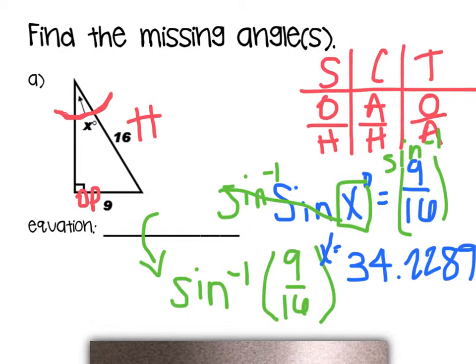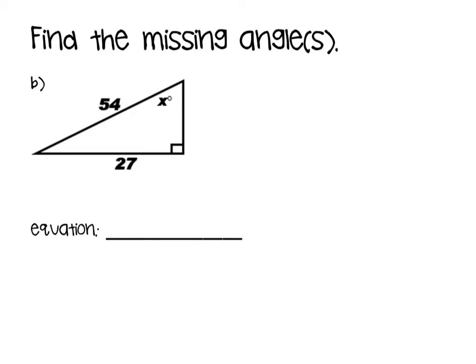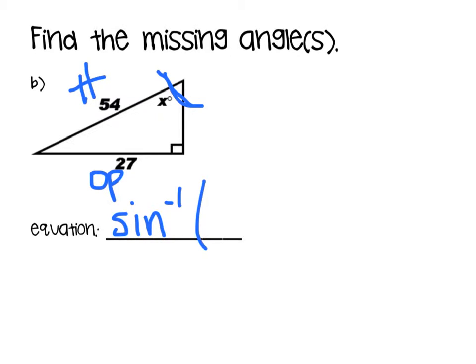Let's look at another example. Find the missing angle. Again, we'll start by marking our angle, which is x. 54 is our hypotenuse, 27 is our opposite. So again, we're using sine. Remember, we're looking for an angle, and this is the only time that we'll use the second button with our trig functions. But we know the inverse of sine is equal to my opposite, which is 27, over my hypotenuse, which is 54.